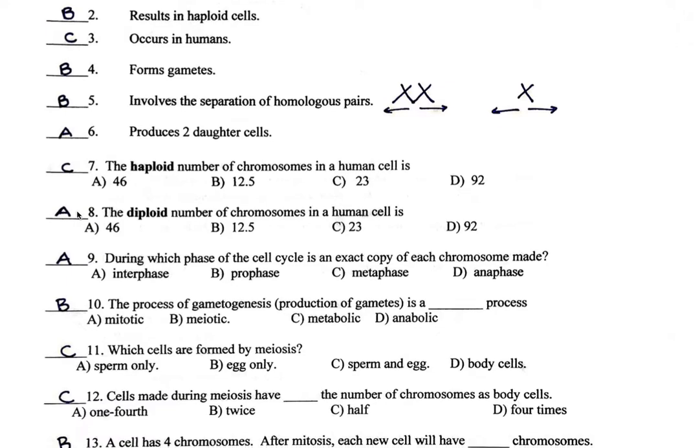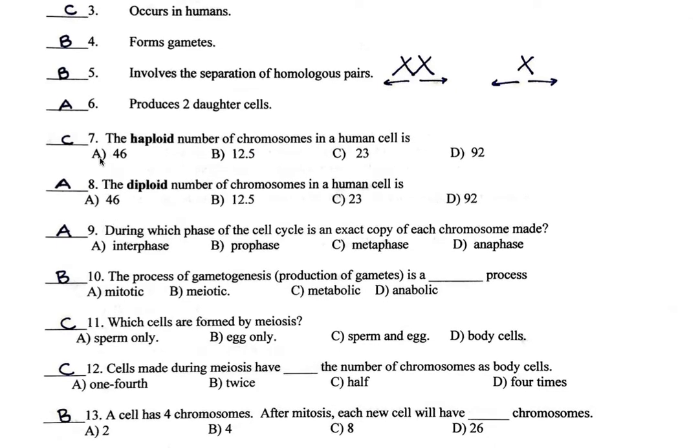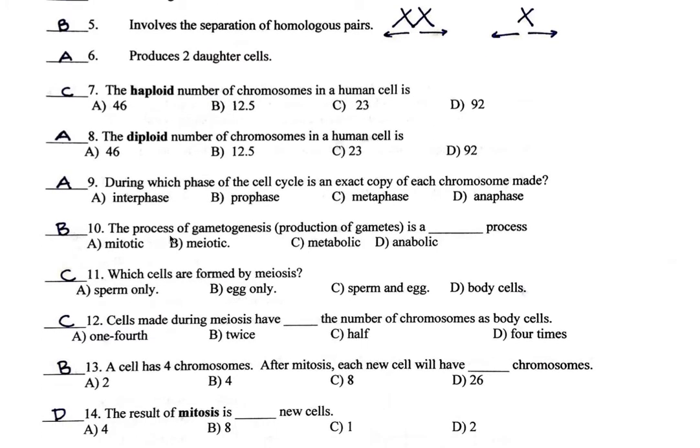Seven, the haploid number of chromosomes in human cells. That's always 23. So you have 23 different chromosomes, one from mom and then the second from dad. When you have one from mom and a second from dad, those 23 different types become 46. That's your diploid number. Okay? So your sperm and eggs have 23 chromosomes, while all of your other cells, those are called somatic cells, have 46.